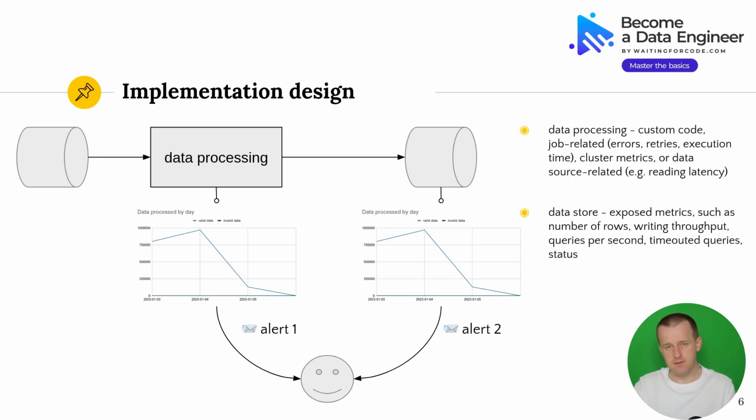Data processing will very probably require custom code. It will be very job specific, as I said before for the filters, but also for the errors, number of retries per task, per job, execution time per task, so that you can also see your performance degrading in case of any release you have made previously. And for the data store, as I said, it will be more static, more related to the data that is already stored: number of rows, throughput, queries per second if the data is queried by other consumers, timed-out requests, maybe statuses, and any other thing that is available that way.